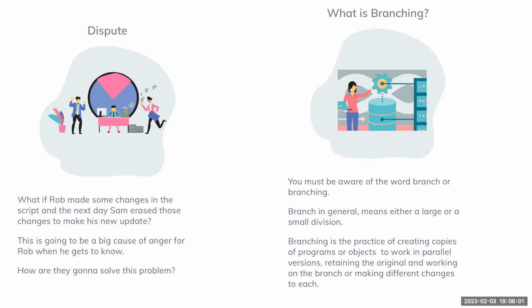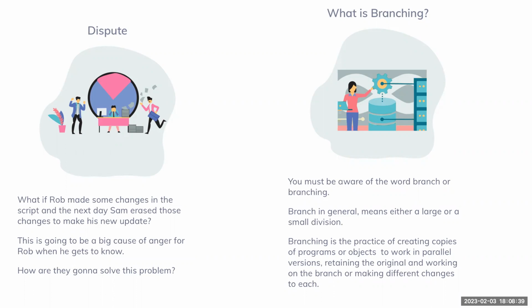Branch in general means either a large or a small division, right? So branching is a practice of creating copies of the programs or objects to work in parallel versions. That's what I told. Like, if you want to work with a couple of people, and they are working on different items or different things, they can have different versions of code.